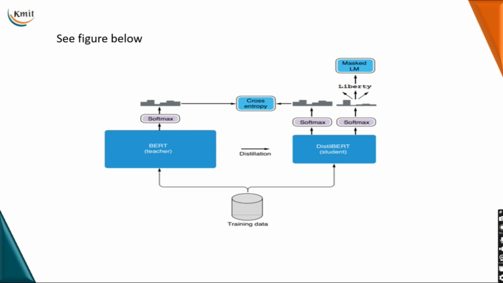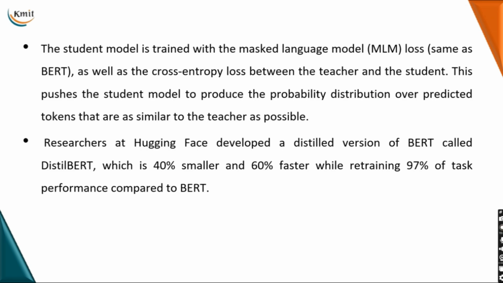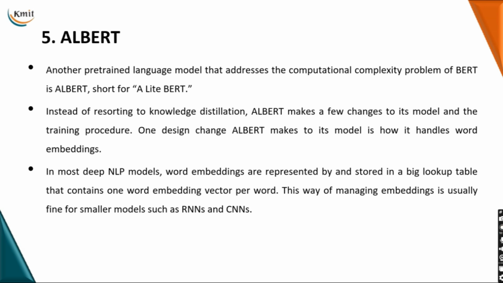Here, as you can see, the student model is trained with MLM. We calculate the loss as well as a cross entropy loss between the teacher and the student. This will push the student model to produce a probability distribution over predicted tokens so that it will improve the performance. As you can see, DistilBERT was observed to be 40% smaller but 60% faster, while retaining 75% of the performance.